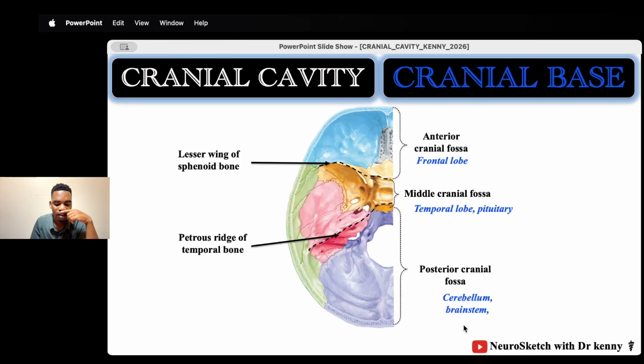And of course, perhaps you don't know what a brainstem is, but we're going to discuss these structures at some point.